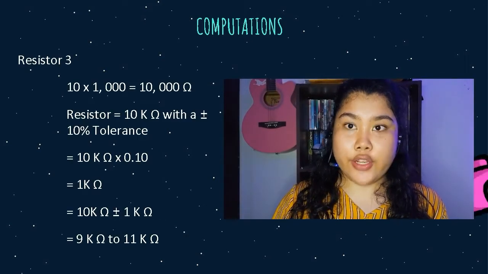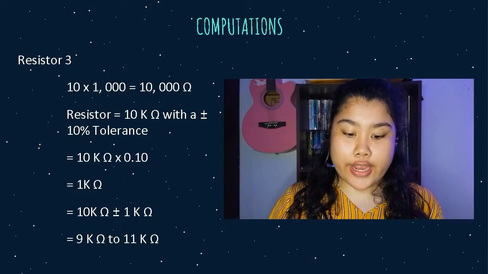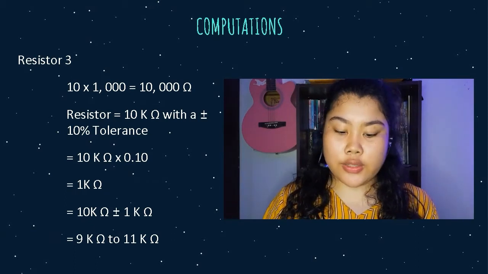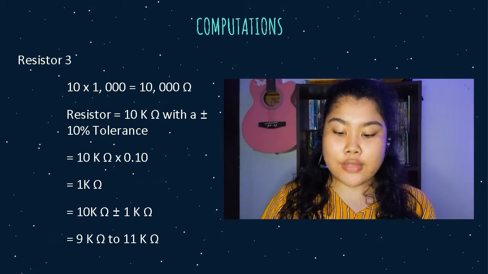Resistor 3, first band brown value is 1, second band black value is 0, and the third band orange as the multiplier has the value of 1000. 10 times 1000 is equal to 10,000 ohms, which we converted to 10 kilo ohms with plus minus 10% tolerance.